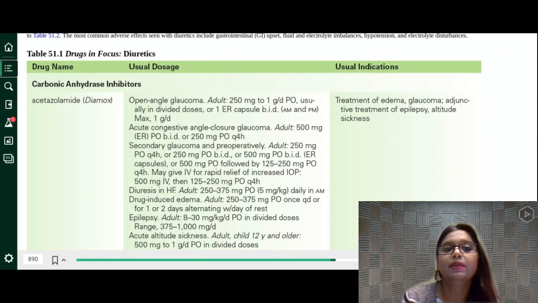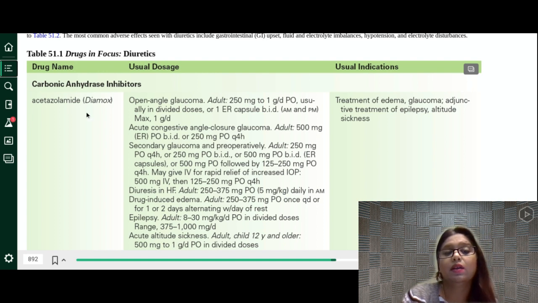Now, this is the green table which I was talking to you about. This talks about Diamox or acetazolamide. This is another kind of diuretic, which comes under carbonic anhydrase inhibitors. Another category of diuretics. This is specifically for fluid that builds up in the eye. The condition is called glaucoma.